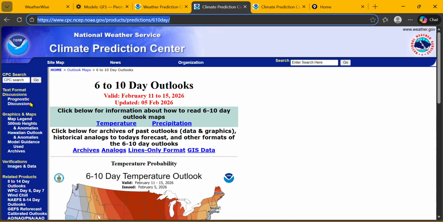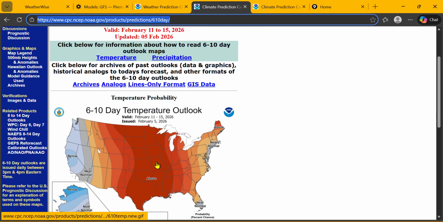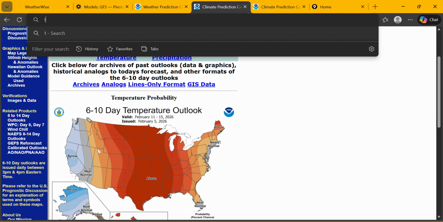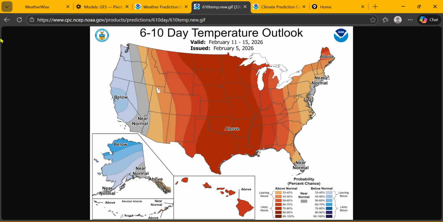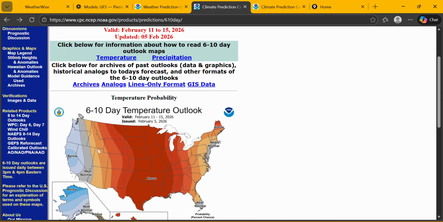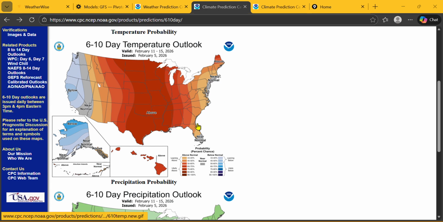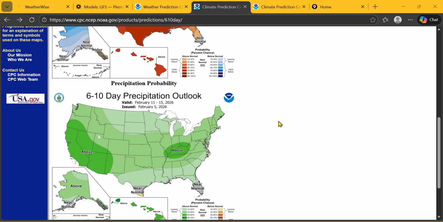And then we have the Climate Prediction Center. This is the 6 to 10 day outlook. Anyways, we have a lot of this warmer air into the central and eastern states. We don't really see any cold anomalies out east, but we do see some out west. So this is not the best look if you like cold and snow, especially if you're in the eastern states. We do see a lot of above normal precipitation though for everywhere north of this line.